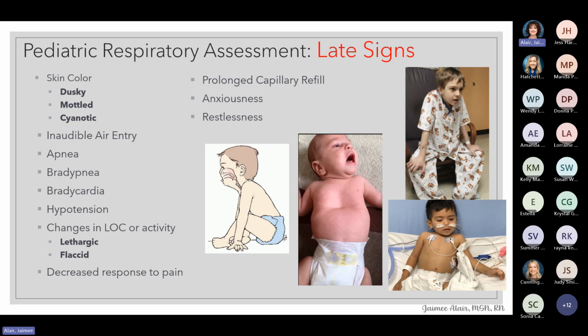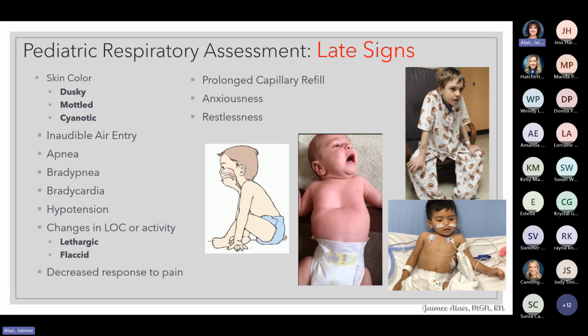These are the late signs of a respiratory emergency. If we're already having skin color changes, like they're becoming cyanotic or mottled, if they're becoming lethargic and flaccid, we have already lost this game. Now we're progressing into immediate airway interventions versus having time to fix the things that are broken.